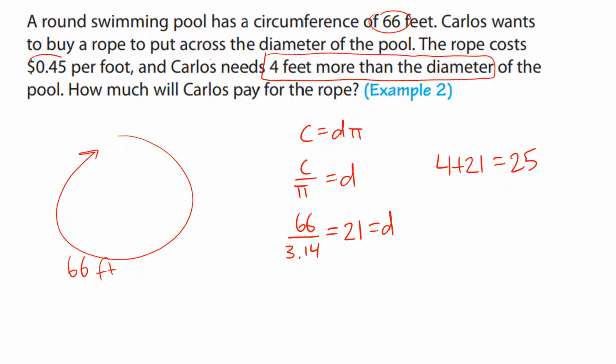And it costs 45 cents per foot. So we take 25 times 0.45. The calculator says it's $11.25. That's how much Carlos would spend for the rope.